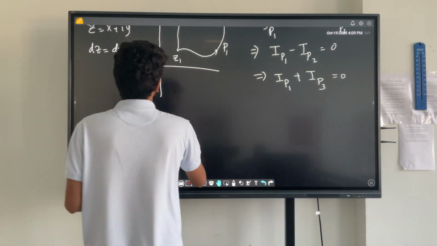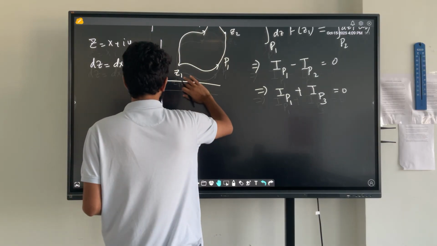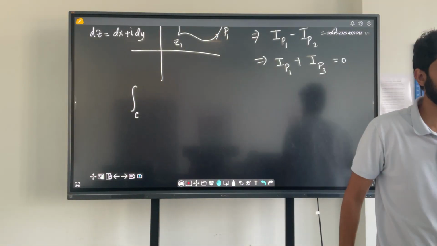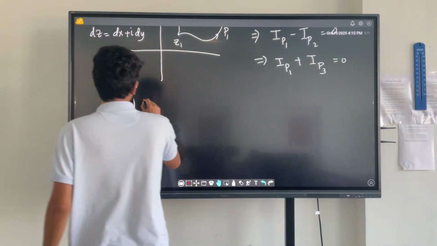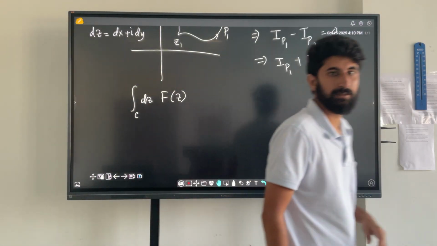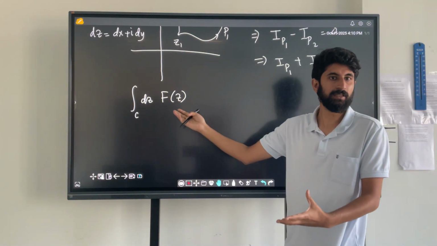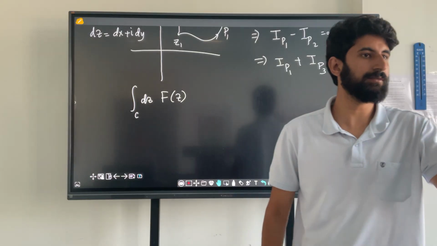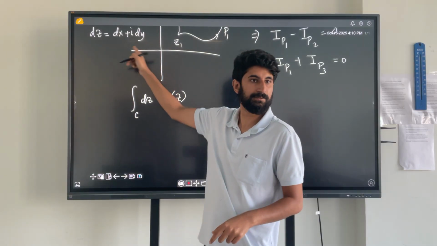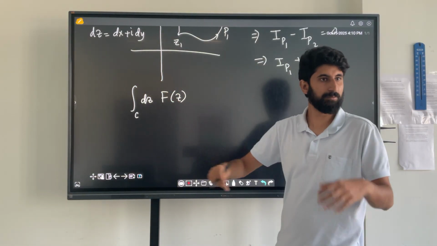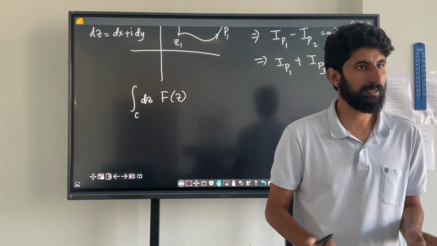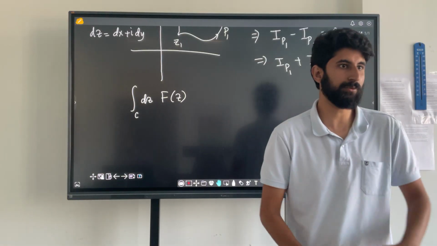So basically, I have to integrate a function over this loop. Let me call this whole loop C. C is basically P1 plus P3. The integral over C of dz f of z, I have to compute this. But I don't know how to compute this. But I know how to do real integrals, real functions. So I just replace dz like this, and f I can also break down into real and imaginary parts. Then I do the real part separately and the imaginary part separately. That is something I am well versed in doing. We have been doing that.